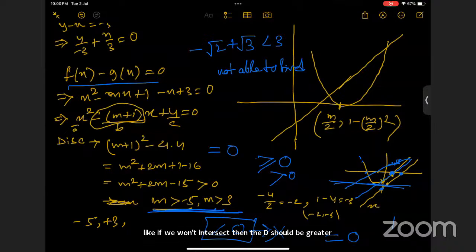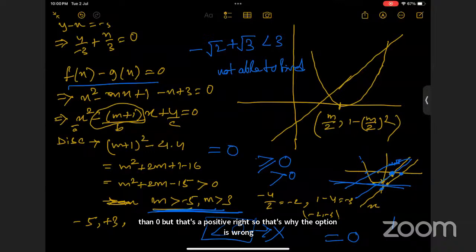Ma'am, but what if the discriminant is equal to 0? But if it is equal to 0, then also we can find a real root, right? Yes, ma'am. And the question states that there is a point of intersection. Ma'am, can you check the chat window?